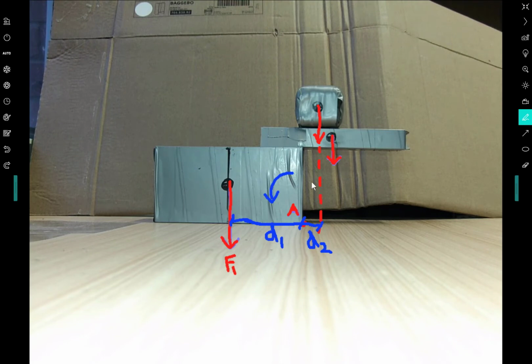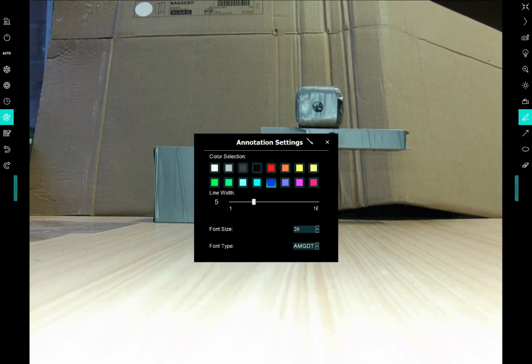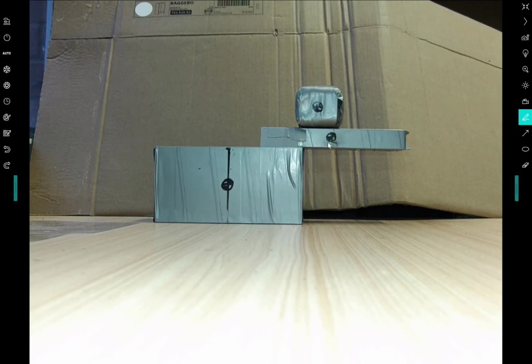And so it's also going to have a moment, but this time the moment would be in the other direction. Okay, I'll do one at a time, probably makes sense. So just take this one. But we've got some force, it's got a line of action like so.